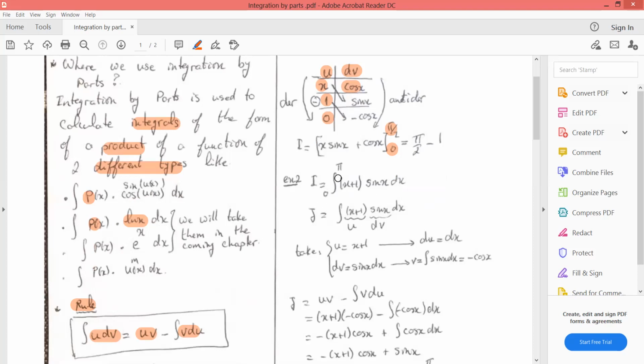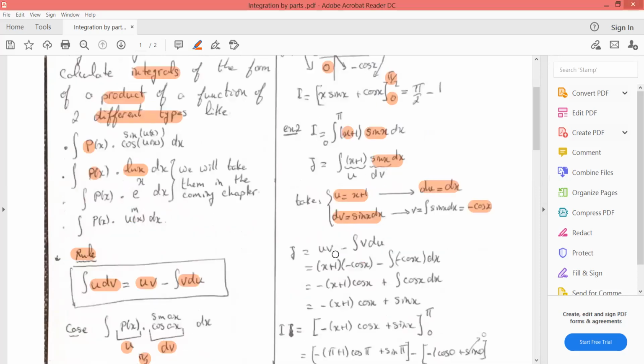If we take another example, the integral from 0 to pi of (x plus 1) sine x dx. I take u as the polynomial part. From u I calculate du, which is dx. I take the trigonometric part as dv: dv equals sine x dx, which implies v equals the integral of sine x dx, which equals minus cosine x.